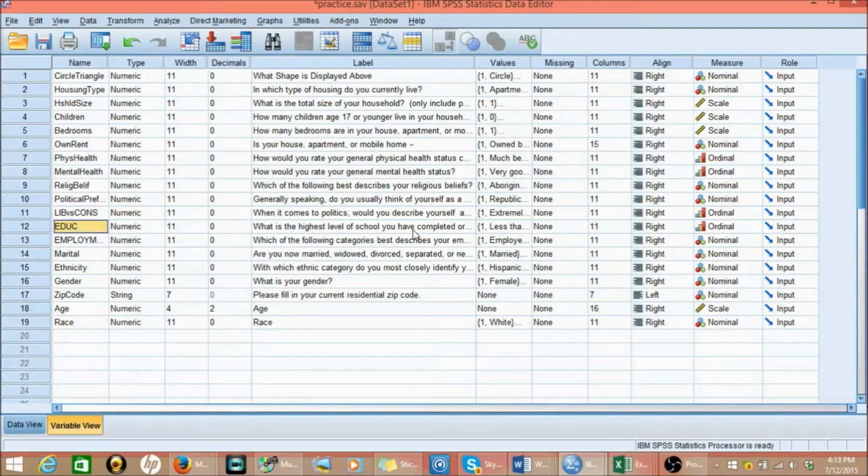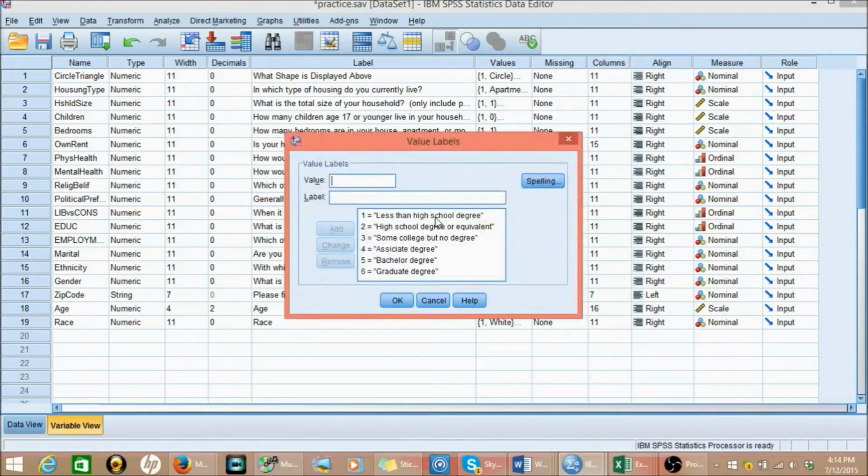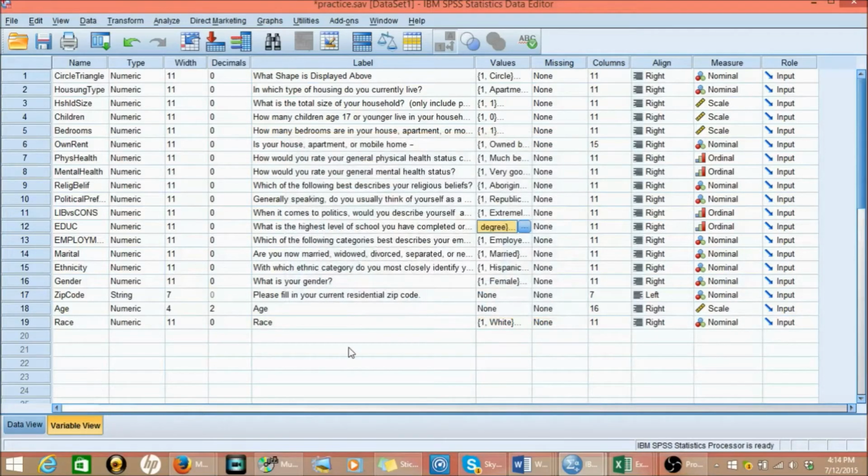Education, what's the highest level of school you have completed? And this is not how many years. It's divided by highest level of school, so less than high school degree or equivalent, some college but no degree, associate degree, bachelor degree, and graduate degree. Okay, so I'm just getting to learn this.